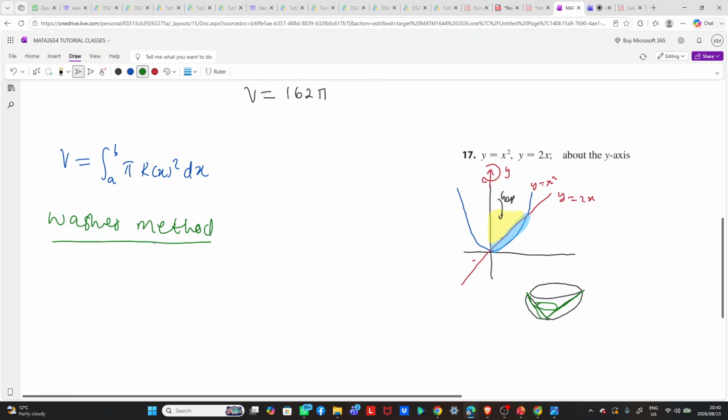On the disk method we only had this, but this gives us the entire volume. So that means we need to account for the inner radius that is there. So now the volume will be defined by the integral from a to b of pi times R of x squared minus small r of x squared dx, where we are going about the x-axis here, where R of x is the outer radius.